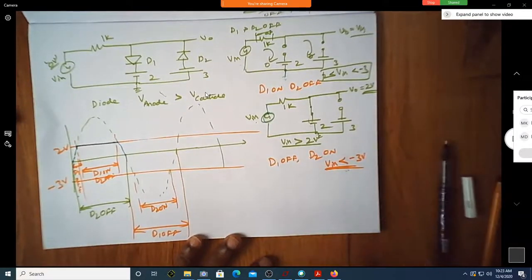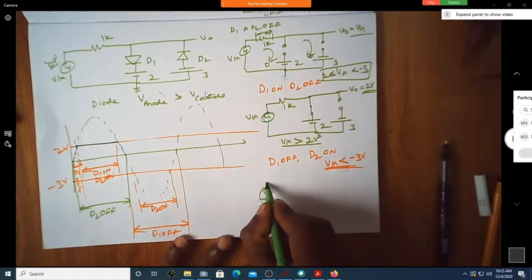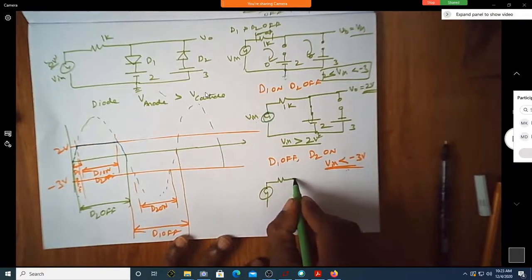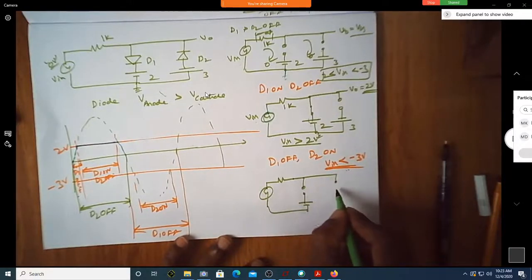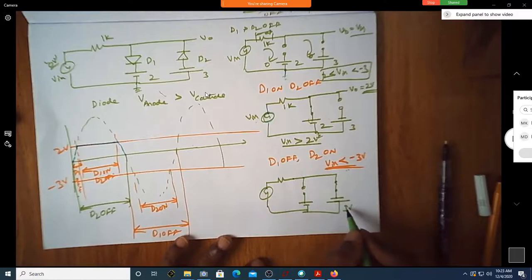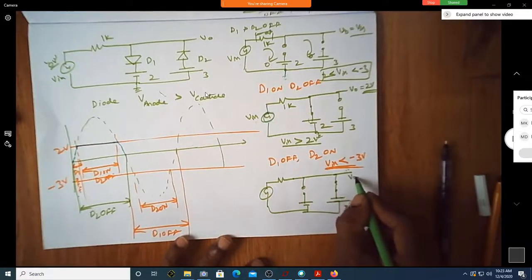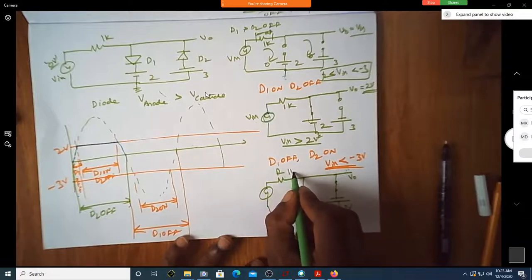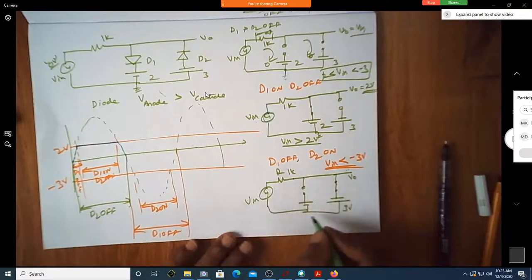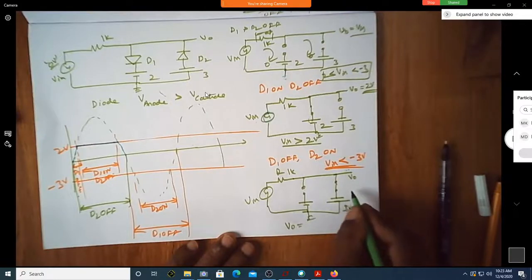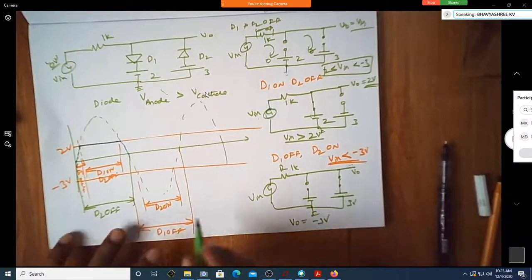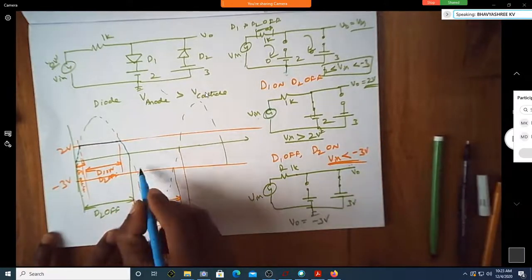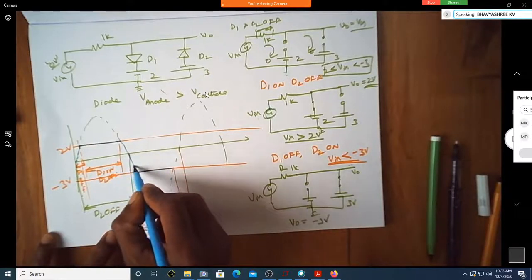So I will write the equivalent circuit now. This is when D1 is off. Okay, now this is off. This is 2 volt and this is on now. This is on now and this is 3 volt. Don't write minus 3 again, simply write it as 3. This is R equal to 1K. This is V in. So what is V0 now? Is V0 equal to minus 3 volt? When D2 is on, output voltage will become minus 3.